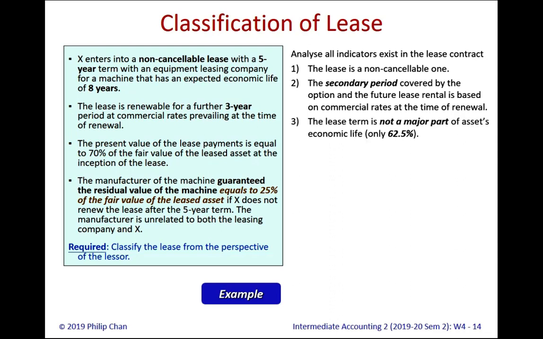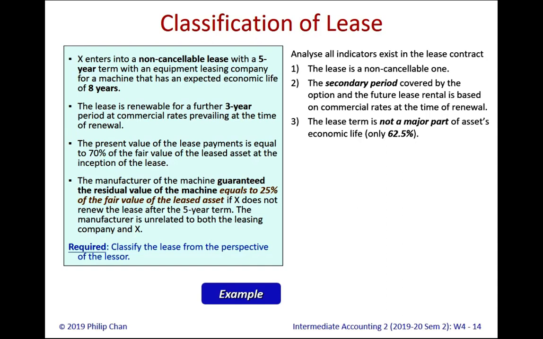Now notice that the answer I put in here is lease term is not a major part of the asset economic life. So how come I do not put it as, like, if I take 5 over 8 is 62.5%, how come I don't say it is not bigger than 75%? But if you use the wording not bigger than 75%, in fact you are not applying the Hong Kong FRS 16, you are applying US GAAP instead. So it would be better that we use appropriate terminologies.